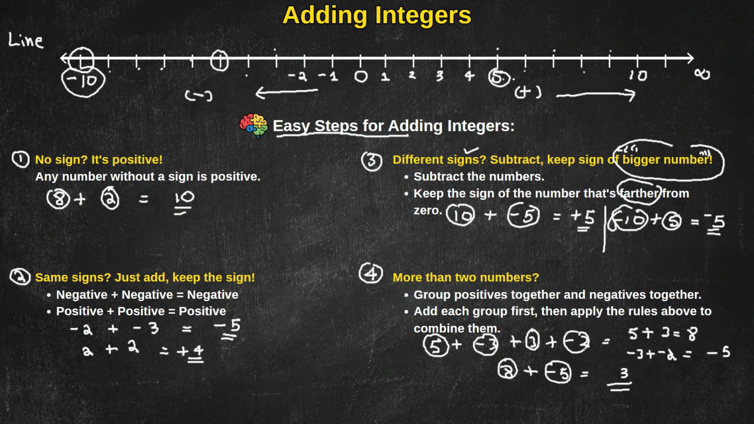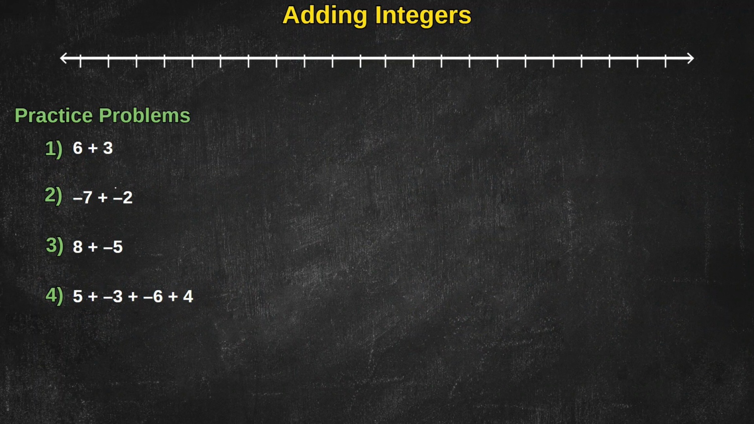Now that you understand adding integers, let's move on, and it's time for you to practice these rules. Alright, we'll be practicing 4 examples. Now let's go ahead and let's solve problem number 1. And we'll be using the number line to prove our answer is correct. So we have the same sign, positive 6 and positive 3. We keep this sign. 6 plus 3 is 9. Now let's use the number line to prove it.